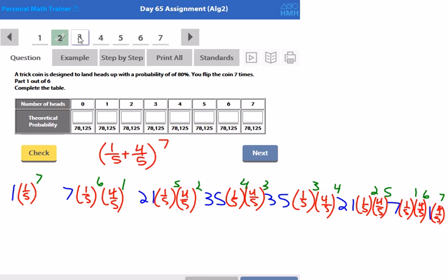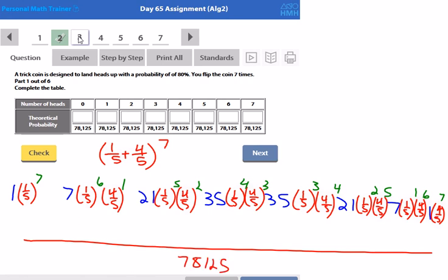And notice how all the exponents add up to 7. Okay, so what we're going to do then is let's do the exponents first. And actually, we can kind of cheat here since we already know that on the denominator we're going to end up with 78125. That should be 5 to the 7th power. Let me confirm that. 5 to the 7th is 78125. We can just say this is going to all be over 78125, and then we can just multiply to get the numbers on top.